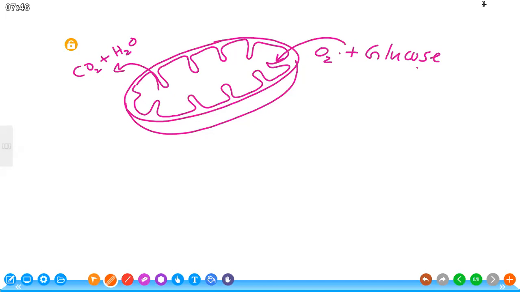That energy is temporarily stored inside the mitochondria as ATP. ATP means adenosine triphosphate. It has three phosphate groups. The inside of the mitochondria is called the matrix. So all these biochemical reactions occur in the matrix. Glucose molecules and oxygen are in the matrix, and the inner walls are known as cristae.